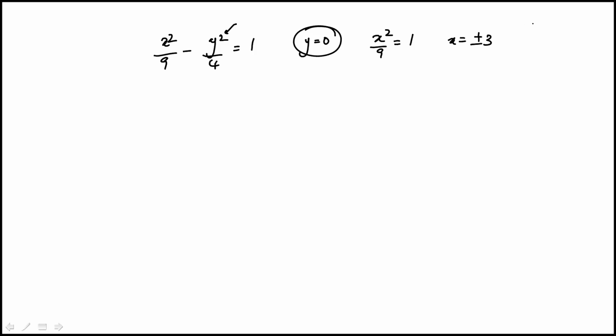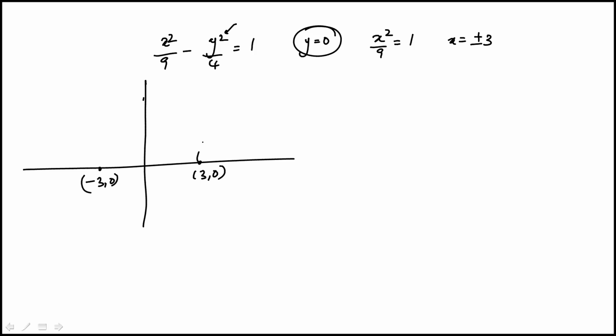So I'll start by quickly graphing this hyperbola. The first thing I'm going to do is set y to 0. Then if you set y to 0, we get x squared over 9 is 1, or x is plus or minus 3. So if you were to draw this out, this hyperbola will pass through (3, 0) and (-3, 0). And it's going to look something like that.